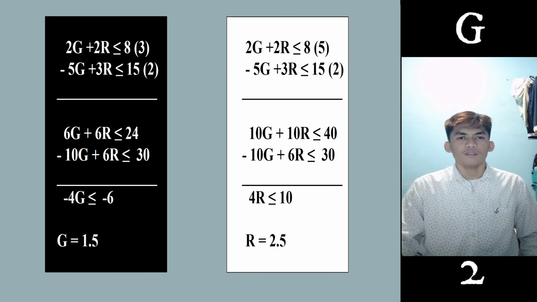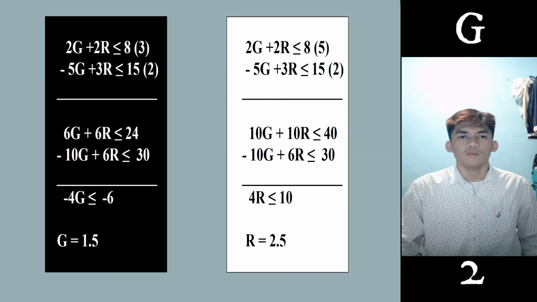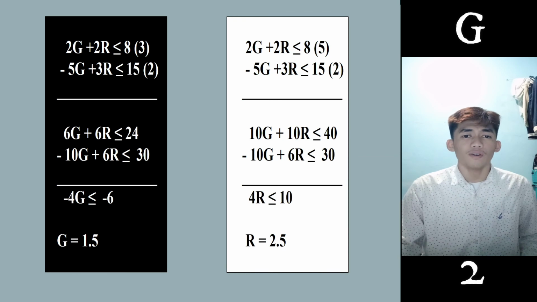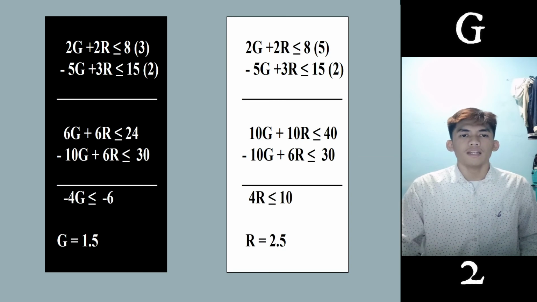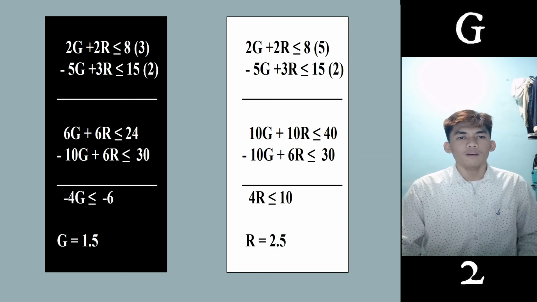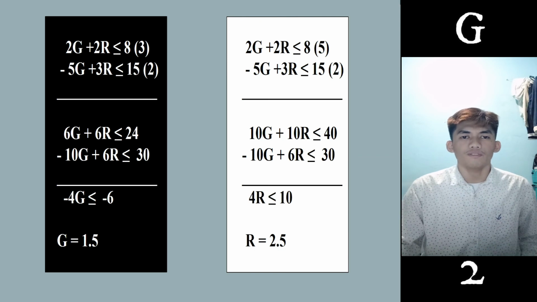In finding the r, we must use the same elimination method. 2g plus 2r less than or equal to 8, times 5, minus 5g plus 3r less than or equal to 15, times 2. Then it will become 10g plus 10r less than or equal to 40, minus 10g plus 6r less than or equal to 30, equals 4r less than or equal to 10. So to cancel the 4, we divide: r equals 10 divided by 4, and the answer will be 2.5. And now we have the r, which is 2.5.